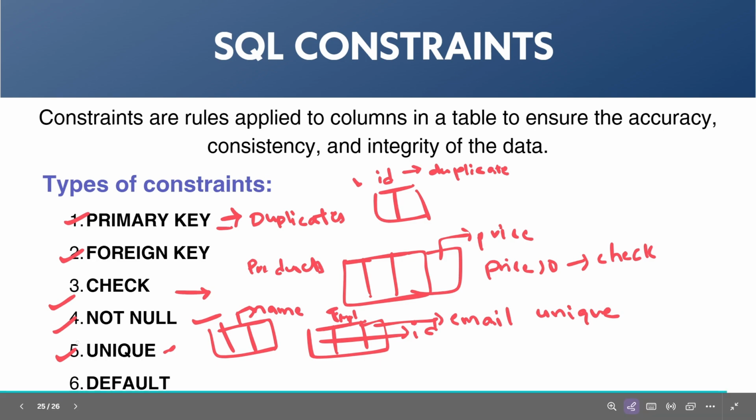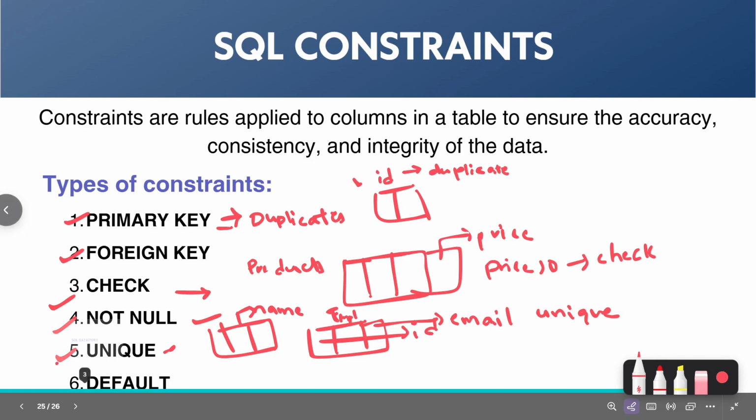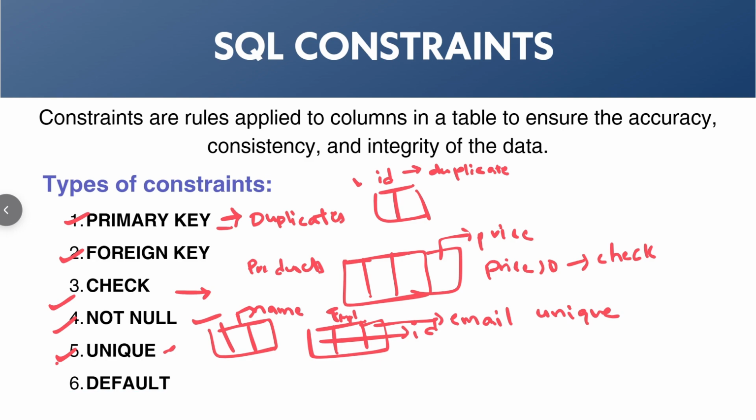Next comes the default constraint. So what is default constraint about? Default constraint sets a default value for a column when no value is provided. It's like default setting on your phone. If you don't select anything, it will choose for you, right? The same applies here too.